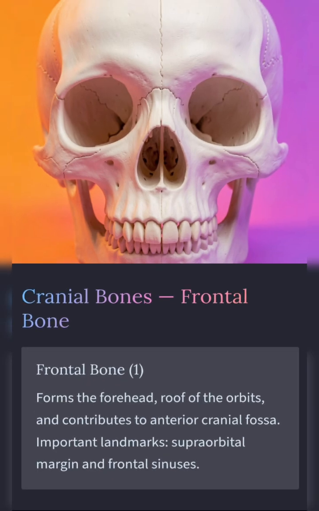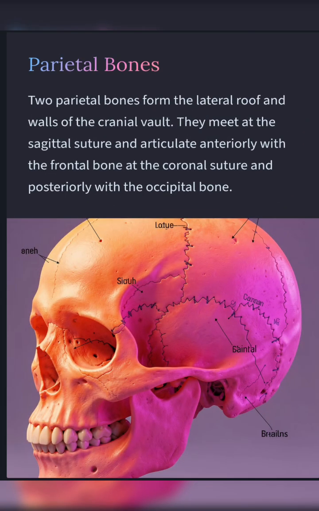Cranial bones: frontal bone. Frontal bone forms the forehead, roof of the orbits, and contributes to the anterior cranial fossa. Important landmarks: supraorbital margin and frontal sinuses.